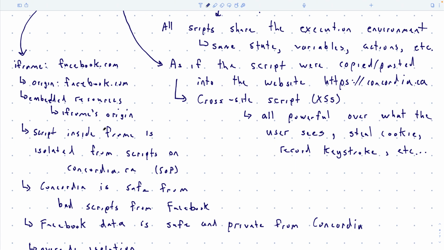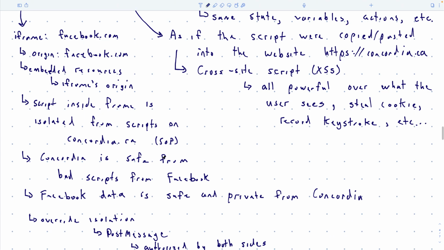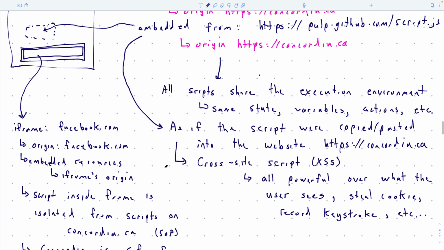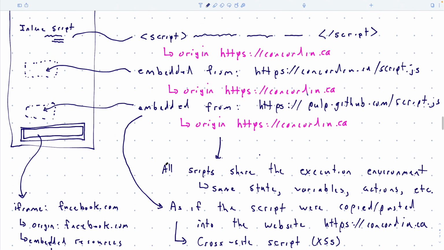Okay, so script inside the frame is isolated from scripts on Concordia.ca, and Concordia is also isolated from scripts from Facebook. So basically, they can't see each other. They can't write to each other. So Facebook data is safe and private from Concordia. That's why Facebook will let any website embed a like button, because it's no danger to Facebook. It's isolated.